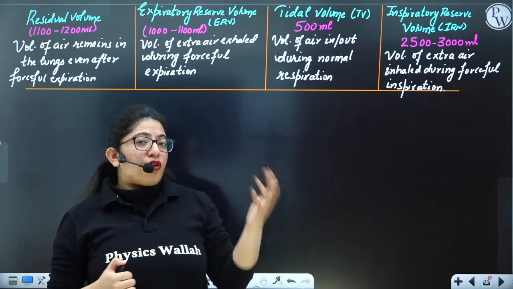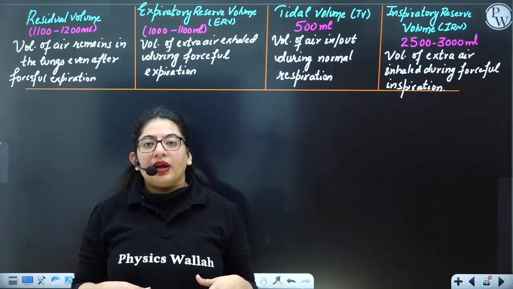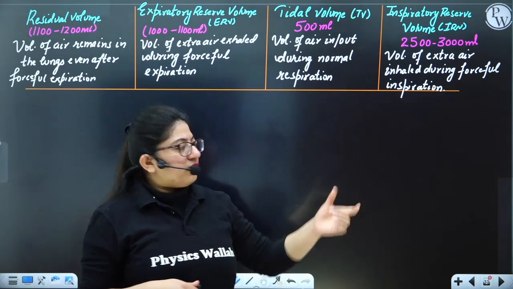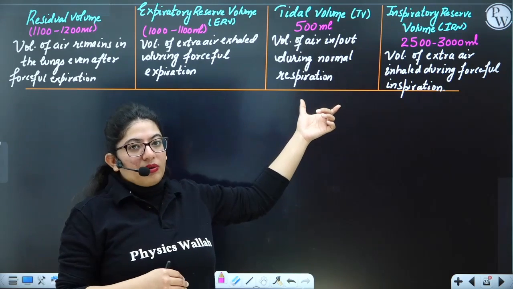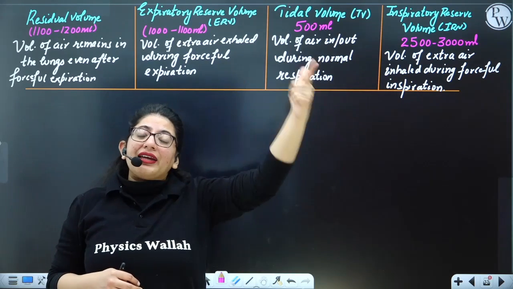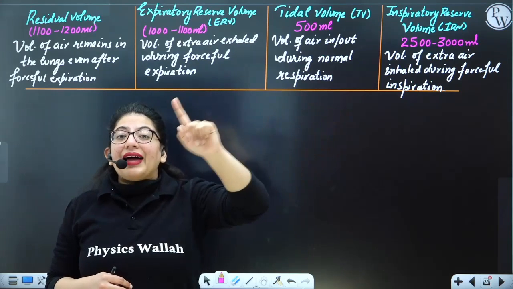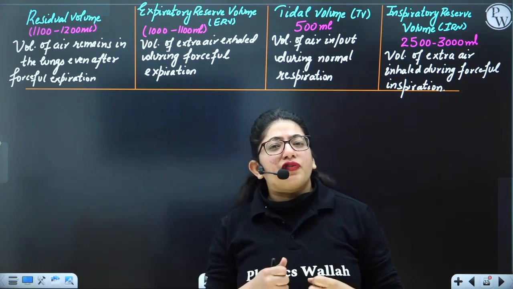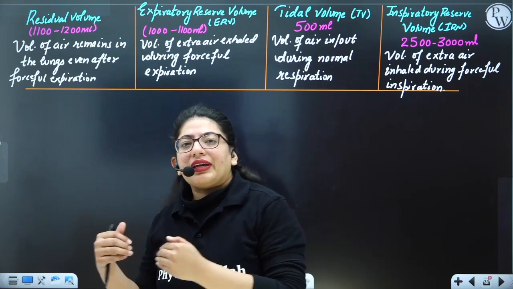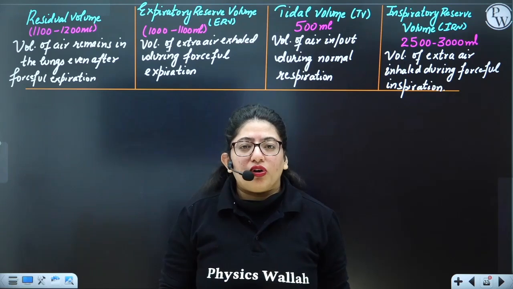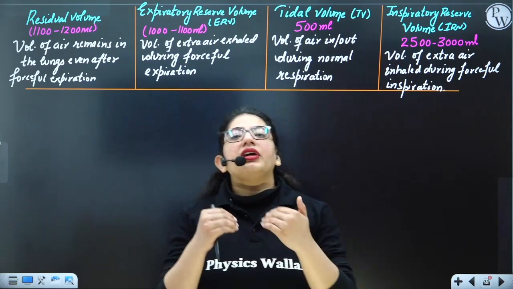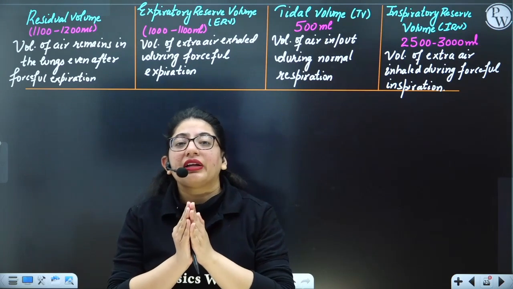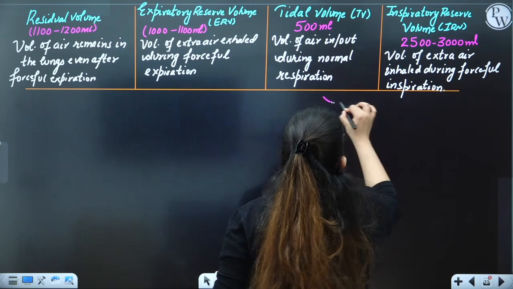But whenever you're forcing yourself and you do forceful inspiration, like at this time, I am taking in the usual 500 ml, which enters during normal breathing. Apart from this, I'm also taking extra air inside by extra effort. That is your inspiratory reserve volume. So whenever I am breathing in so forcefully, I'm taking the tidal volume and I'm also taking the extra volume. That extra volume is inspiratory reserve volume. When I sum up these two, that becomes your inspiratory capacity. What is it? That is inspiratory capacity.